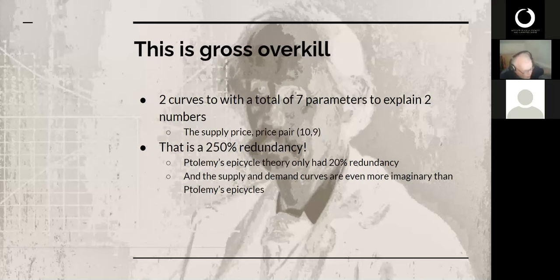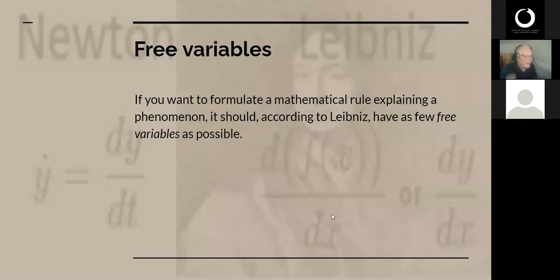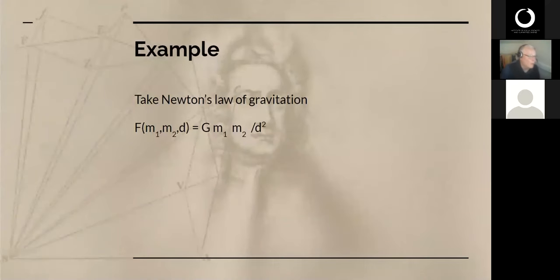We know that the epicycle theory is wrong because you can actually use Newtonian dynamics to fly to the moon and land on it. If you used epicycle theory, you'd land at the wrong place. Now, Leibniz says if you want to have a mathematical rule that it's a law of nature, it should have as few free variables as possible.